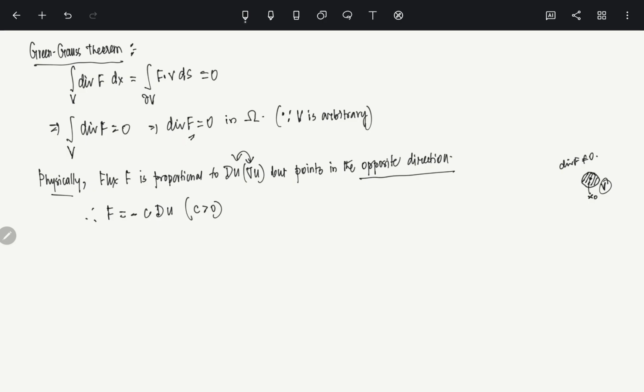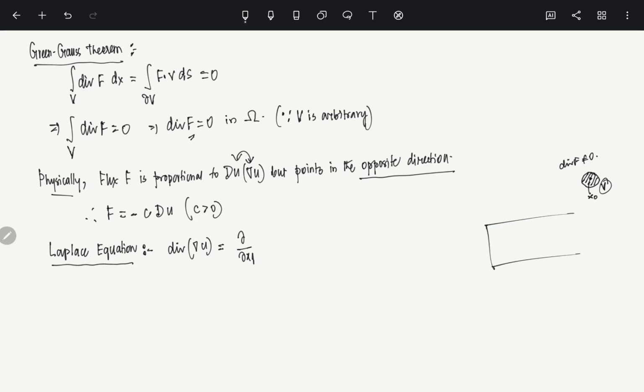Now if you substitute this here, what you are going to get is the Laplace equation, which is given by the divergence of the gradient of u, whatever notation you want to write it in. Let me write it properly so that you understand.